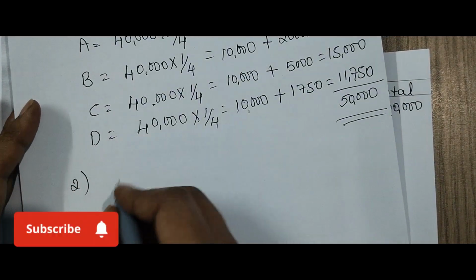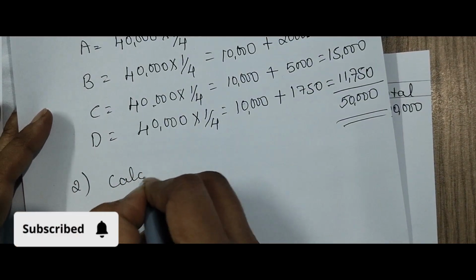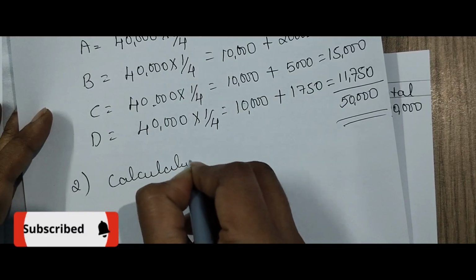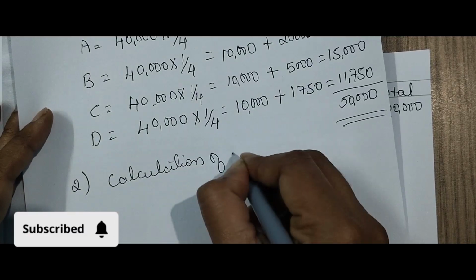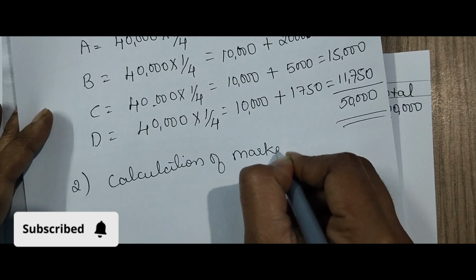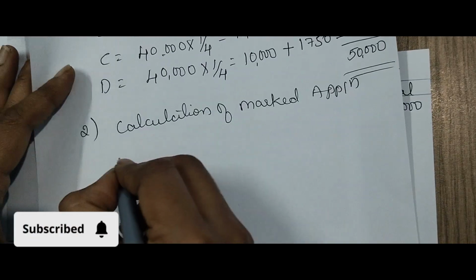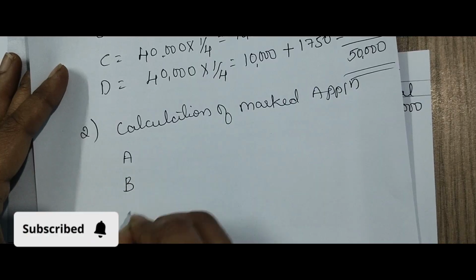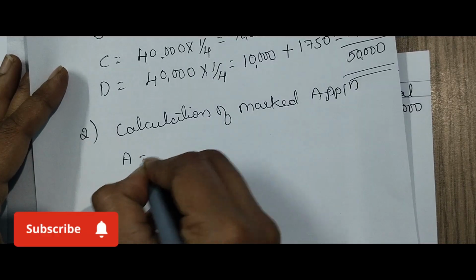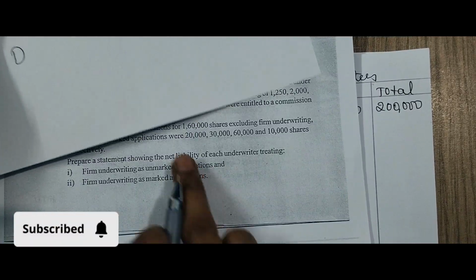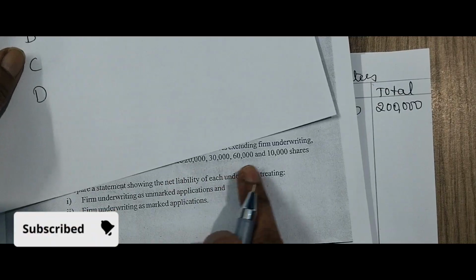Working note 2, calculation of marked application. You are just adding, that's it. Marked applications for A, B, C and D. What is A's marked application? It is 20, 30, 60, 10.